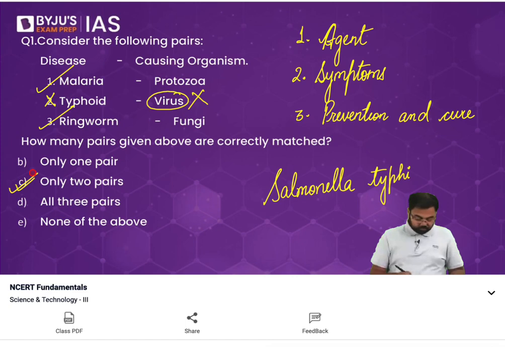So the correct answer here will be 2 and 3 only, which is B. Unfortunately, there is a mistake in the numbering here, but this is the second option.